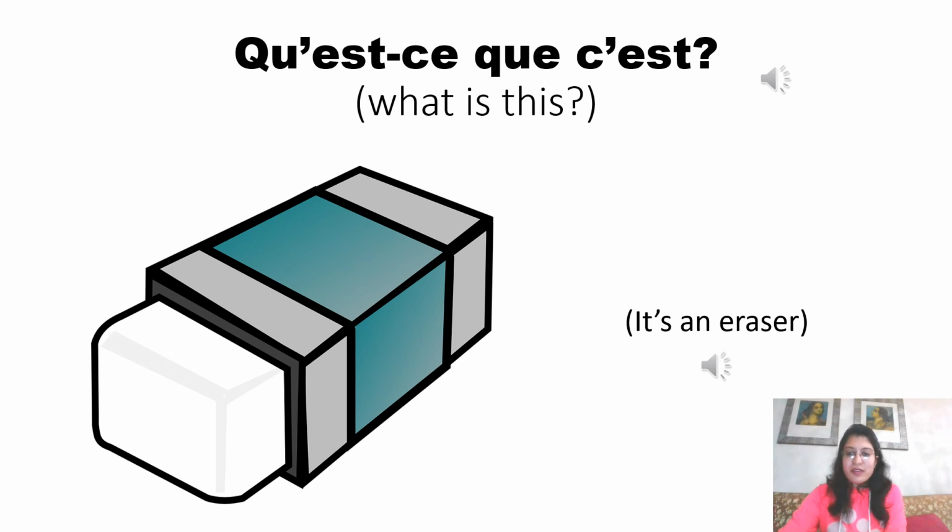C'est une gomme. C'est une gomme. Now listen to the pronunciation of the native French speaker. Qu'est-ce que c'est? Again. Qu'est-ce que c'est? Now listen to the native French speaker for c'est une gomme. C'est une gomme. Again. C'est une gomme.